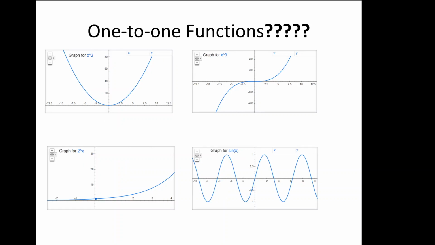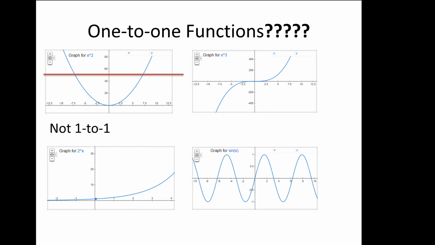Okay, what about pictures? Can you look at the picture and tell immediately if a function is one-to-one? The answer is yes. So look at the first graph, the one on the top left. Take a horizontal line, a line running left to right, and place it at any y value above 0. And you'll see that the line crosses the curve more than once, crosses twice. So the top left function is not one-to-one. It fails the horizontal line test. It gives you the same y value for two different x values.